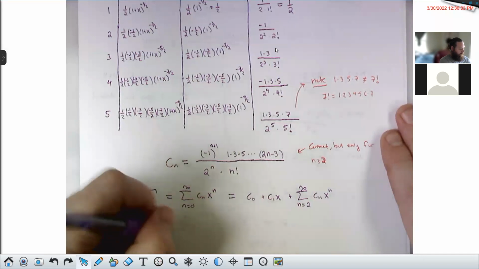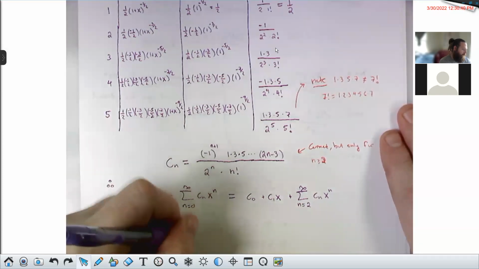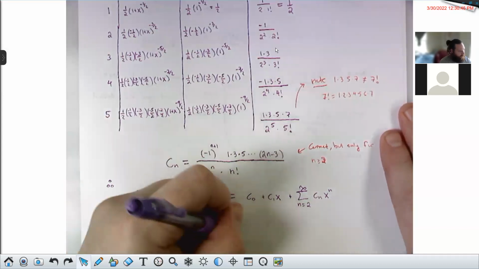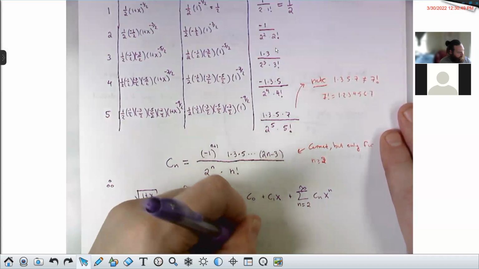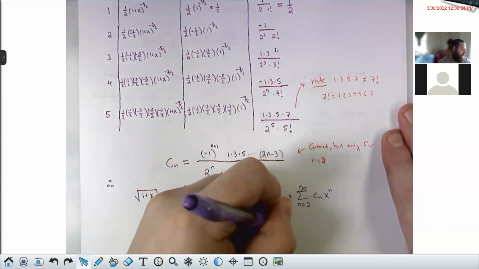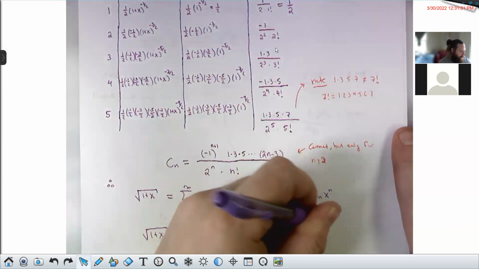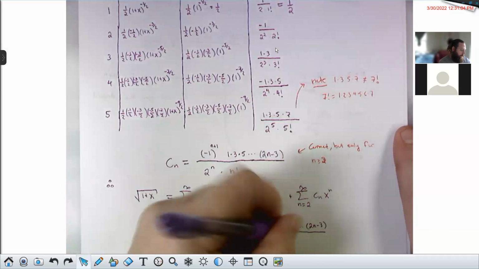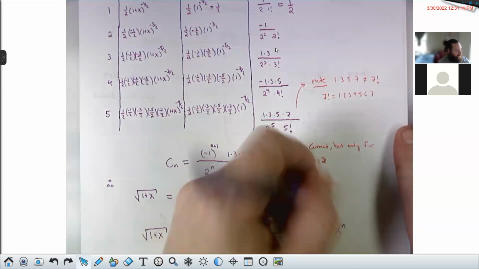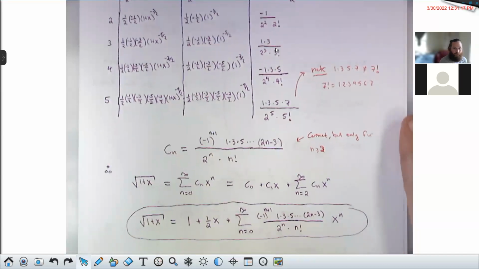So what we get here is, I'll write the answer down here, square root of 1 plus x equals C0, which is 1, plus C1x, which is 1/2 x plus the sum from n equals 2 to infinity, -1 to the n plus 1, 1 times 3 times 5, terminating at 2n minus 3, divided by 2 to the n times n factorial, all times x to the n. That is the power series for this function.